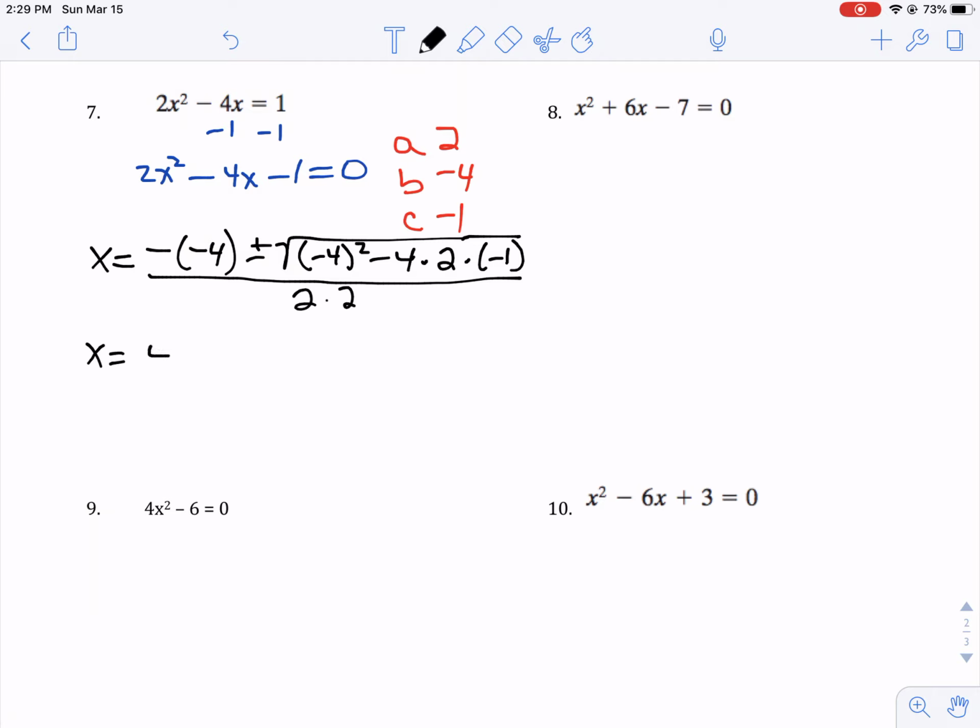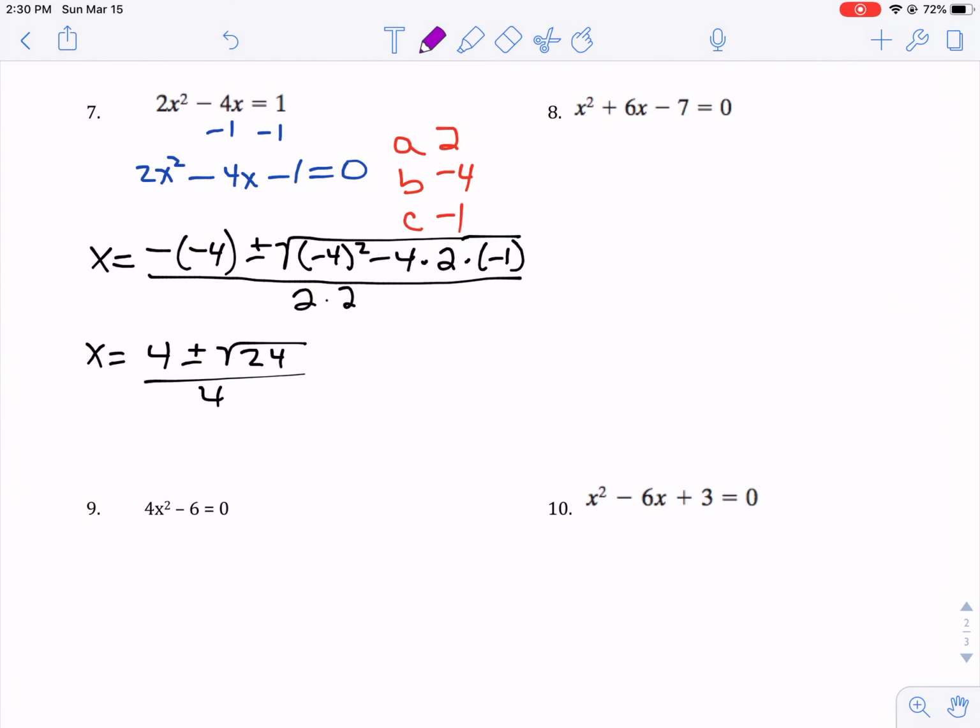All right, cleanup time. Negative negative 4 makes positive 4. Type everything underneath that radical. Do not type the radical itself. So we get negative 4 in parentheses squared minus 4 times 2 times negative 1 comes out to be 24. 2 times 2 in the denominator makes 4. Now if I type in square root of 24 into my calculator, it comes out to be a yucky decimal. We don't want that, so we need to simplify.